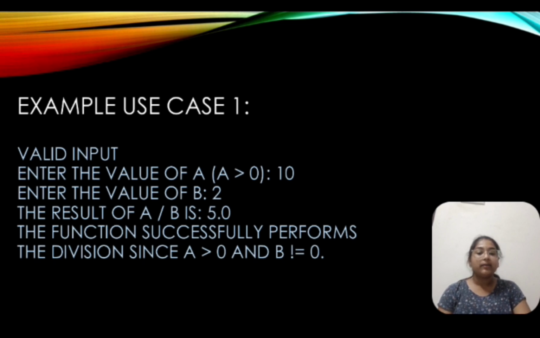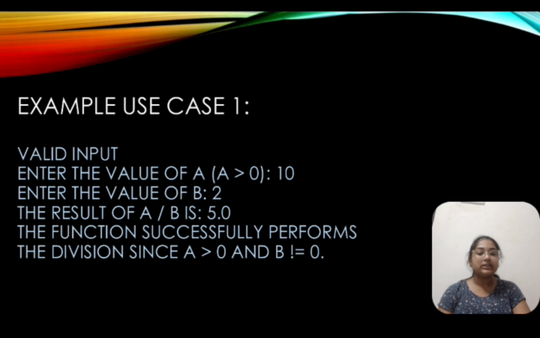That is, we have given the value of A and value of B. We are finding the result, that is A divided by B. So A is 10, B is 2. 10 divided by 2 is 5. So it is indicated as 5.0, which is equals to 5.